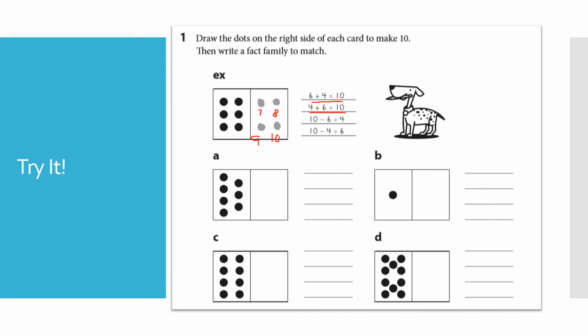For subtraction, we're always going to start with the total of 10 and then take away one part to leave us with the other part. So 10 minus 6 equals 4. And also, we could start with 10 and take away the 4 to leave us with the 6. That's how we get our 4 equations in our fact family. Try the rest on your own.